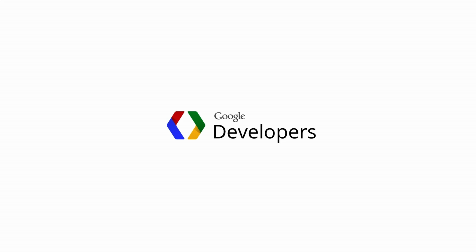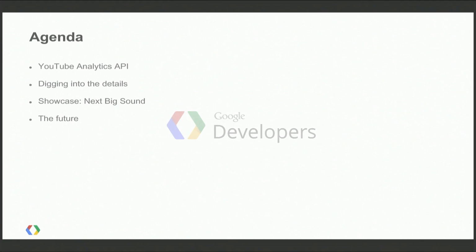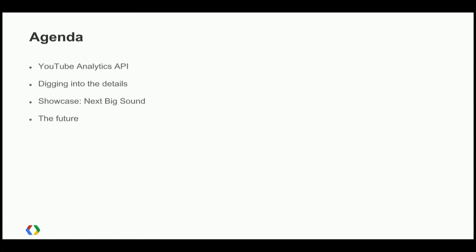So very quickly, I'll go through and give you an introduction of YouTube Analytics and what the API is capable of doing. Jeremy will walk through and actually show you how to use the thing. And then Kris is going to show you the cool things that they've actually done with the API. And then at the end, I'll come back and talk a little bit about what's ahead for the API, and then we'll go into Q&A.